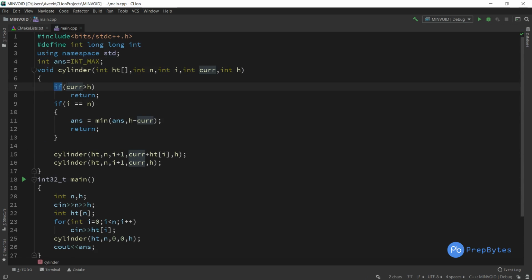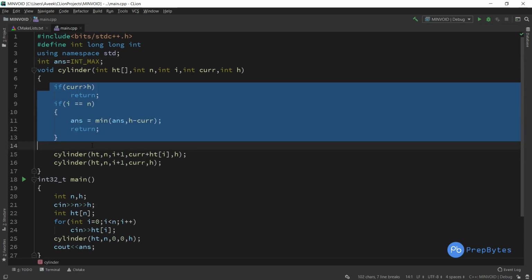Now it's simple, the base conditions. If the current height is greater than the maximum height, then we simply return. If we reach a position where I equals n, in that scenario, answer equals the minimum of answer and the maximum height possible minus the current height. That is nothing but the space remaining, the minimum space remaining, which will be stored in our answer variable.